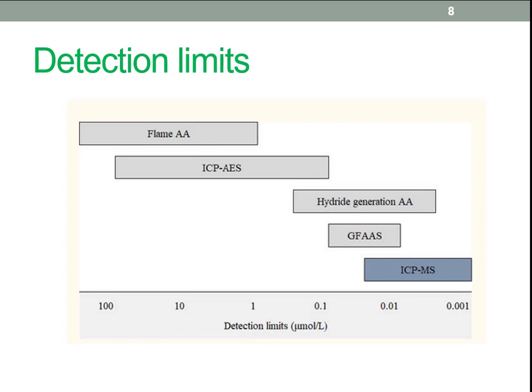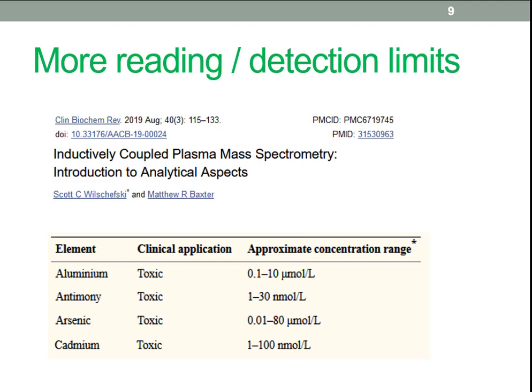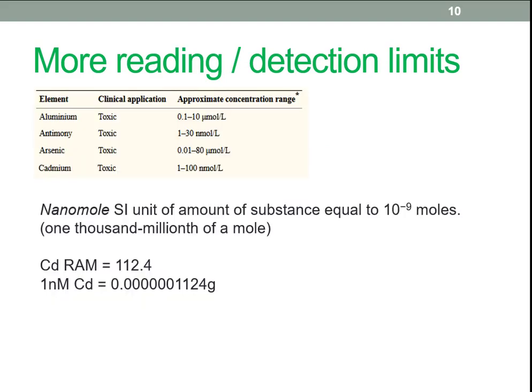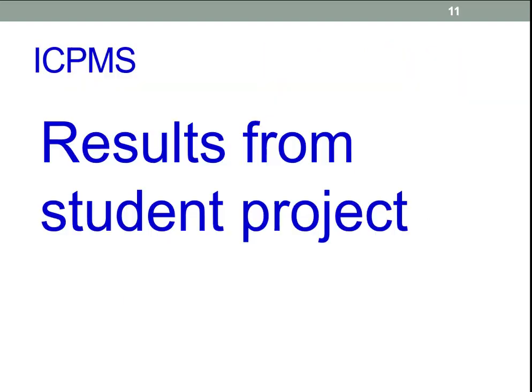ICPMS detects down to very low levels indeed. It's a terrific technique, and as I say, quite expensive in terms of buying the kit and also running the equipment. If you really want to know more about ICPMS detection limits, you can link through this paper. We can easily detect cadmium down to 1 nanomole. This is a very small amount, as we can see from the figures there. 10 to the minus 9 moles, so a billionth of a mole, I beg your pardon, 1,000 millionth of a mole, or a billionth of a mole, depending on which way you look at this sort of thing.